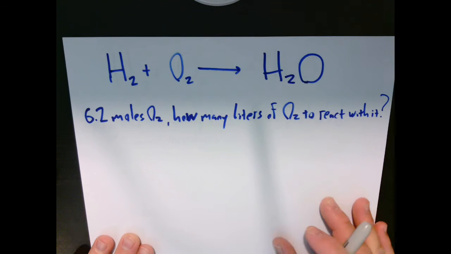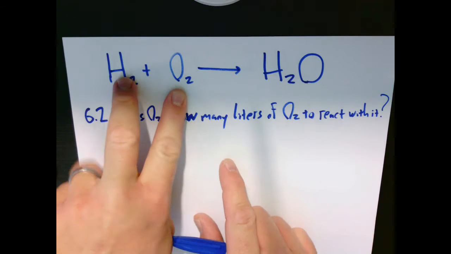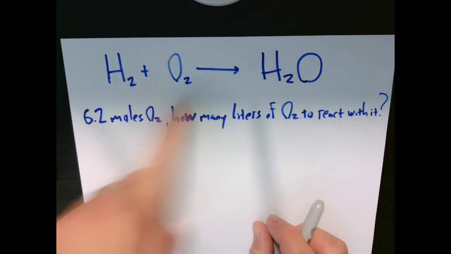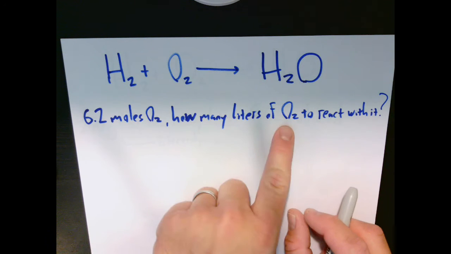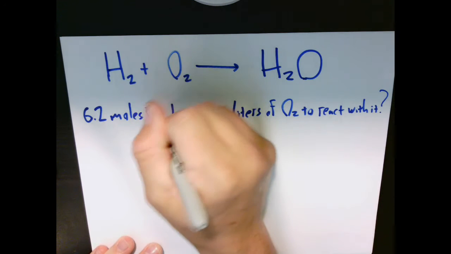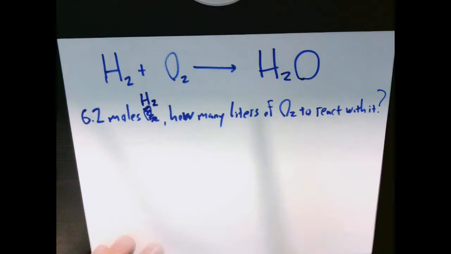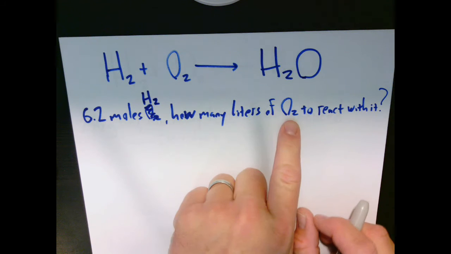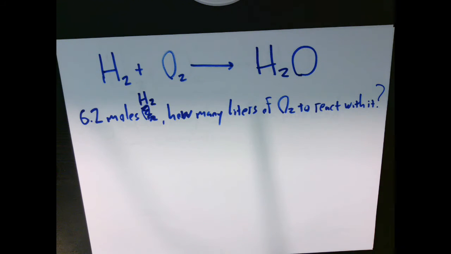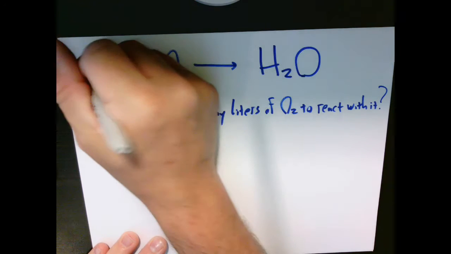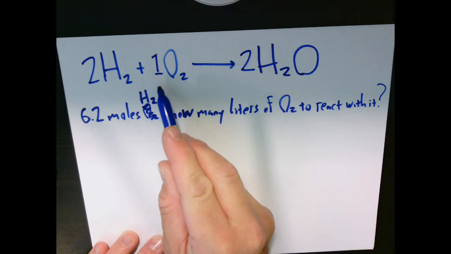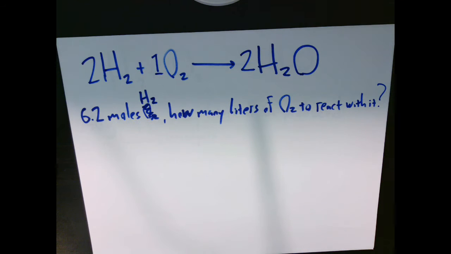So for the first problem, we have this equation again, hydrogen and oxygen reacting to form water. In this first problem, we have 6.2 moles of oxygen. How many liters of oxygen? Sorry, we're going to switch that up. Oh, and my apologies, everybody. We have 6.2 moles of hydrogen. How many liters of oxygen do we need to react with it? Okay, so first step, balance the equation. 2, 1, 2, okay? And again, if it's a 1, you don't have to put the 1. I will, just for clarity's sake, okay?